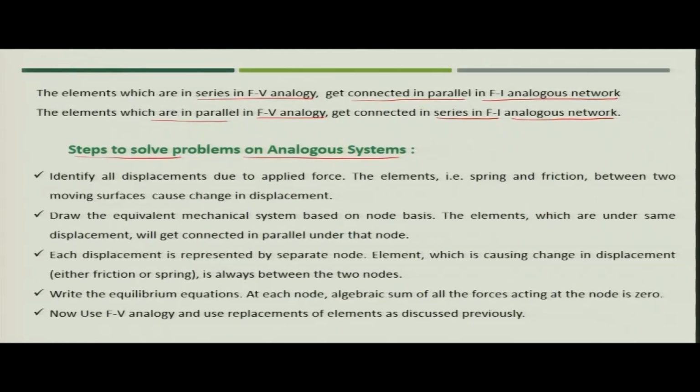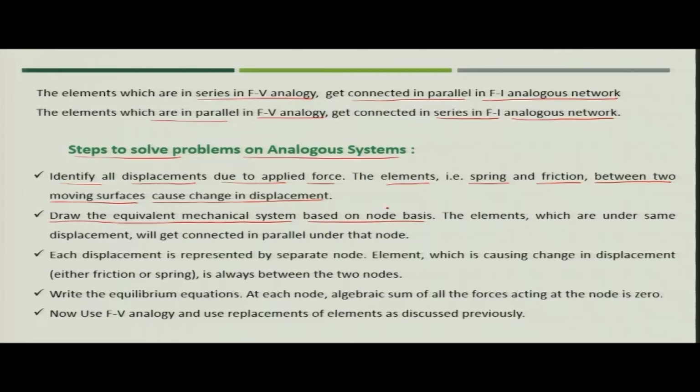What are the various steps that we can follow to solve the problem? First is the identification of all displacements due to the applied force in the mechanical system. The elements, that is spring or friction and so on, which are applied between two moving surfaces will cause a change in the displacement. Now, draw the equivalent mechanical system on a node basis.